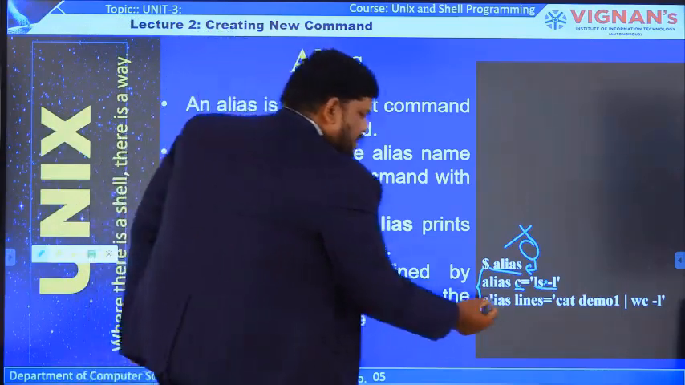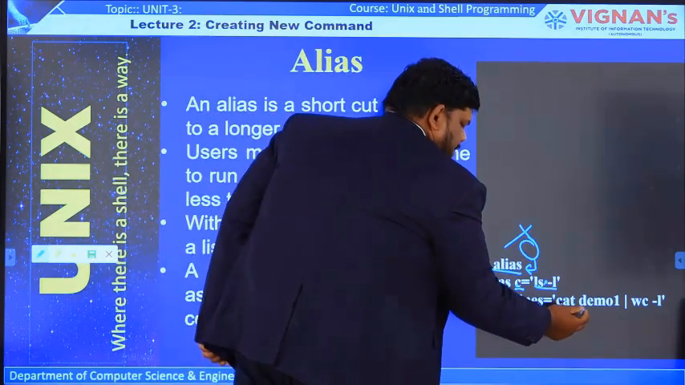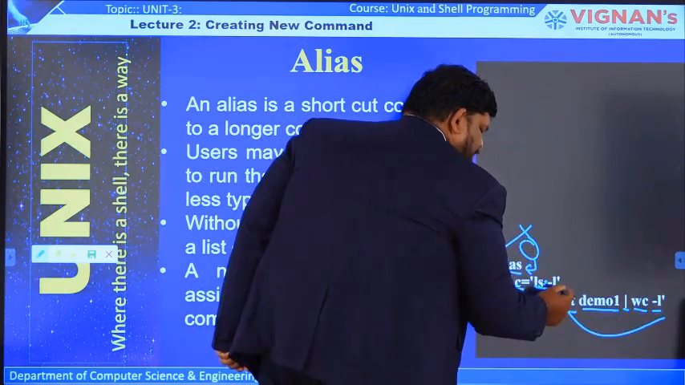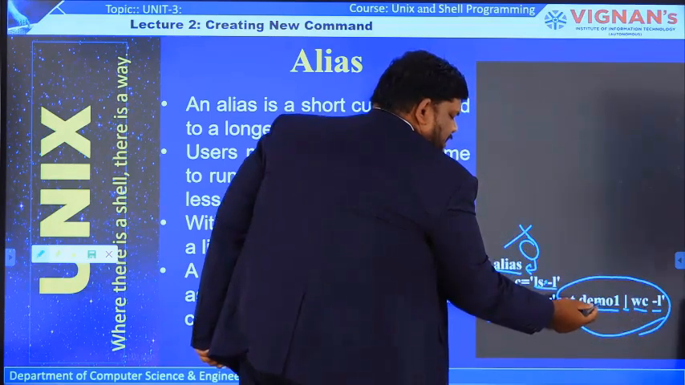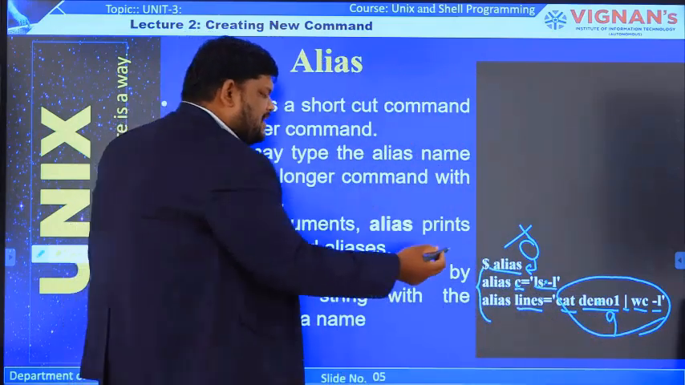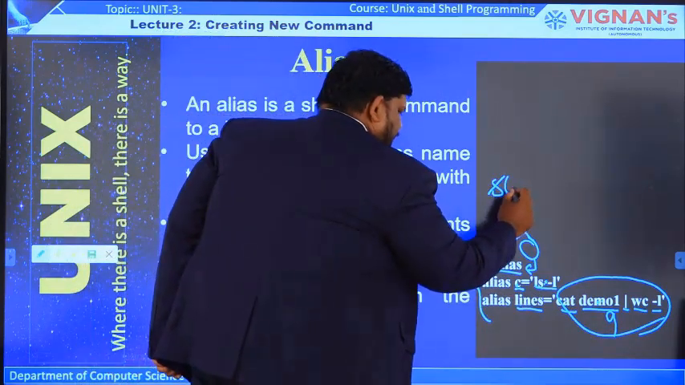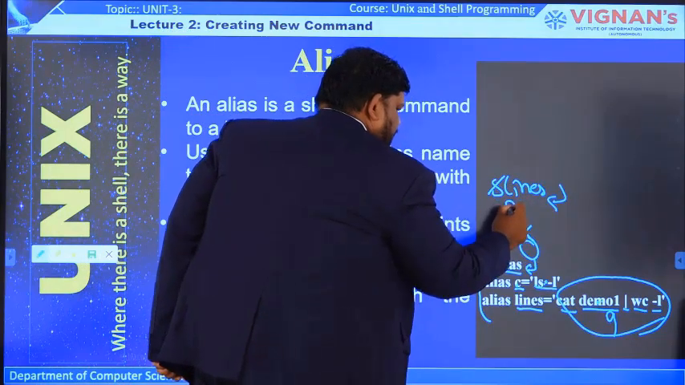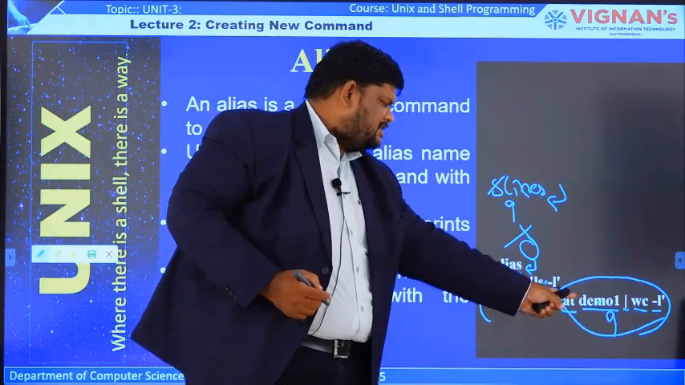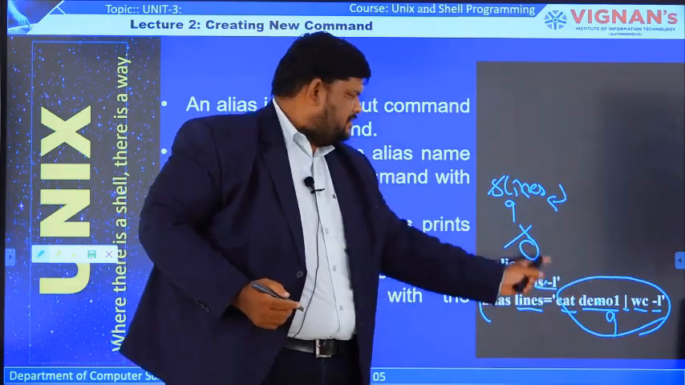Another alias is there, lines, LINES, that is the alias name. It resembles cat space demo1 pipe symbol wc space option l. That means indirectly, how many lines are present in this file, we will get. For example, assume 9 lines are there, the output is 9. The same result we can expect from this, because this is just a duplicate name. So if you type lines and enter, the output is 9, because this is the alias for the command cat demo1 | wc -l.